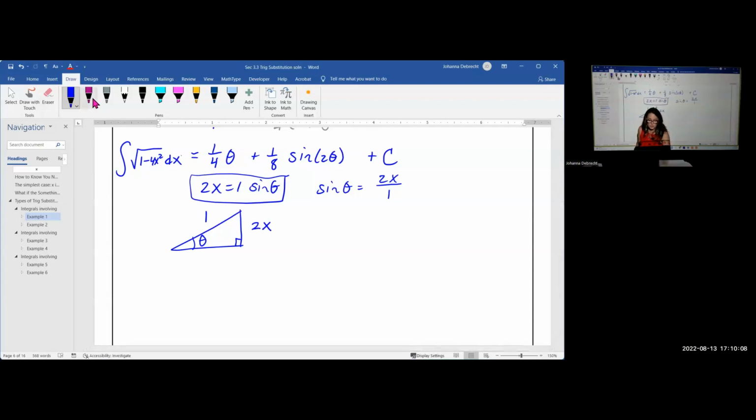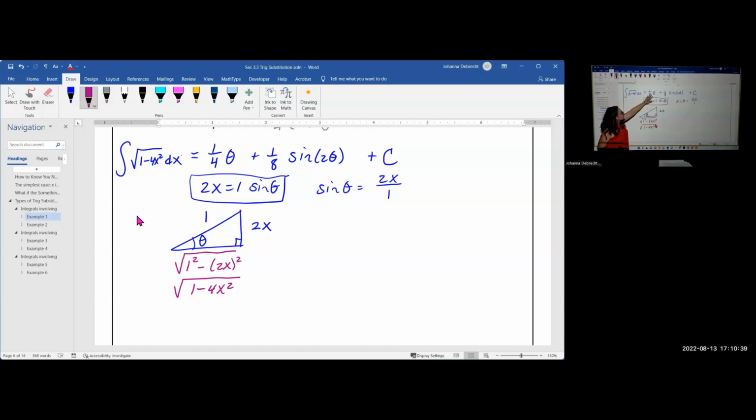Now I can use the Pythagorean theorem to find this third side, which is the adjacent side. Pythagorean theorem, a squared plus b squared equals c squared, or this would be the square root of the hypotenuse squared minus the other short leg squared, which is going to give me the square root of 1 minus 4x squared. Hello, that's what I started with, way up here. Okay, good. So now I can see I've got x's back in my problem.